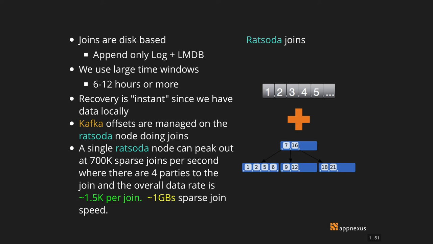Unlike the contemporary wisdom of complex event processing or stream processing in general, we don't use RAM, or we use RAM, but we don't use it on purpose to do this really difficult join. We actually use the disk, right? But if you use it intelligently, you can actually get quite good performance out of it. So we use an append-only compressed log and an embedded KV store called LMDB to actually perform these joins in real time, right? And we use very large time windows.